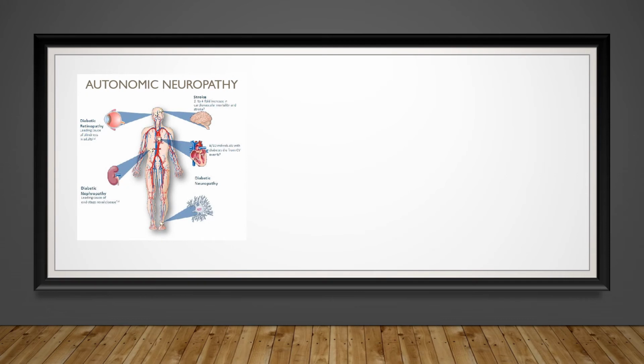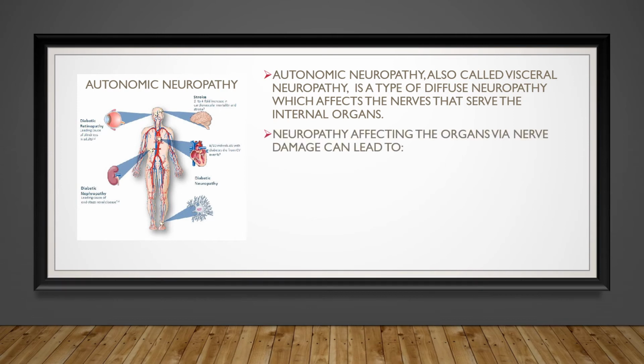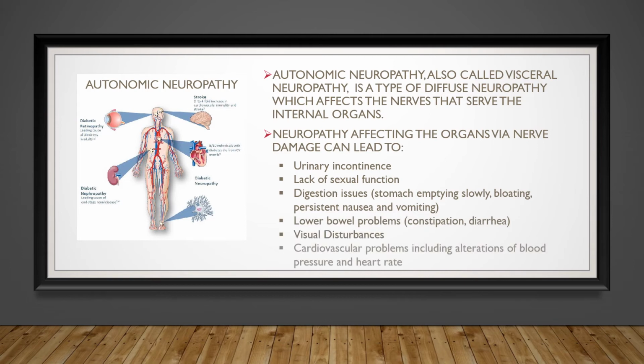One thing we don't often think about when we're talking about neuropathies is the effects that it can have internally on the body. This is called autonomic neuropathy. It's also called visceral neuropathy and is a type of diffuse neuropathy which affects the nerves that serve the internal organs. Neuropathy affecting the organs via nerve damage can lead to a multitude of problems, including urinary incontinence, lack of sexual function, digestive issues, lower bowel problems, visual disturbances, and cardiovascular problems.